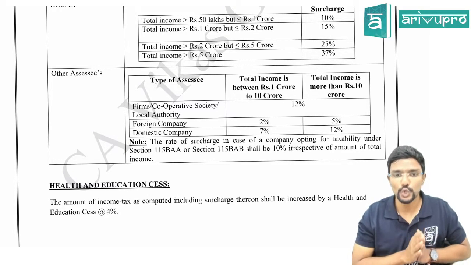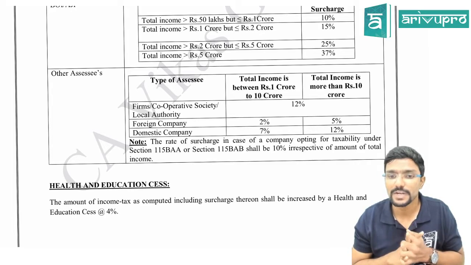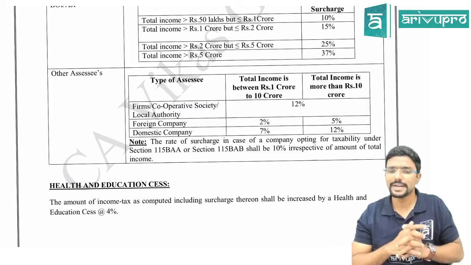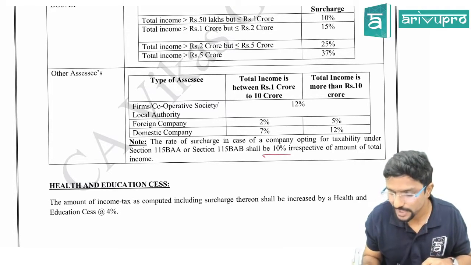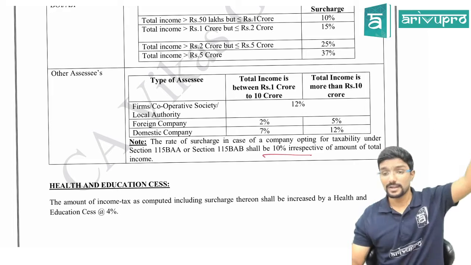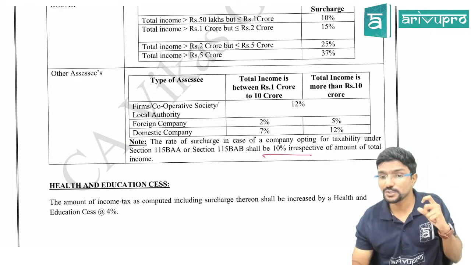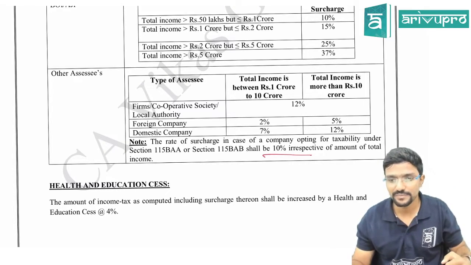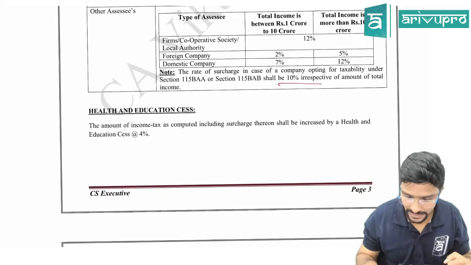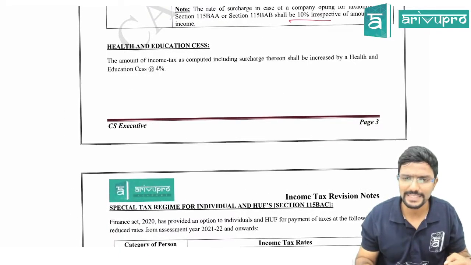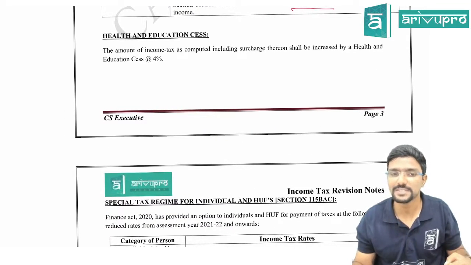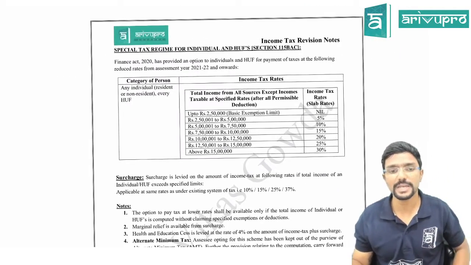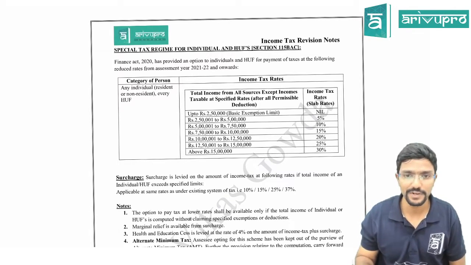Clear? Next, note the rate of surcharge in case of a company opting for taxability under new schemes. The rate will always be 10%, irrespective of your income. Even for a resident cooperative society opting for the new scheme, 10% is fixed, guys. Clear? Next, health and education cess: in all cases, whenever your tax liability is there, you have to pay health and education cess at 4%.